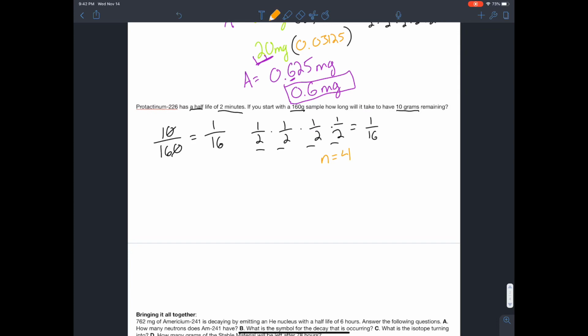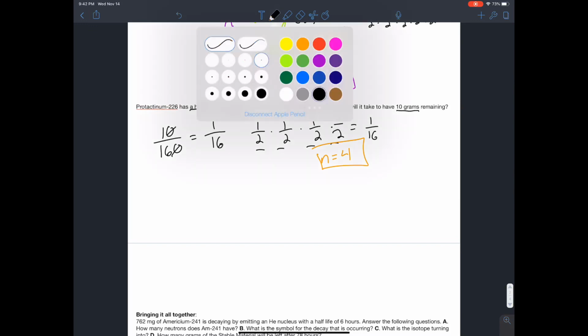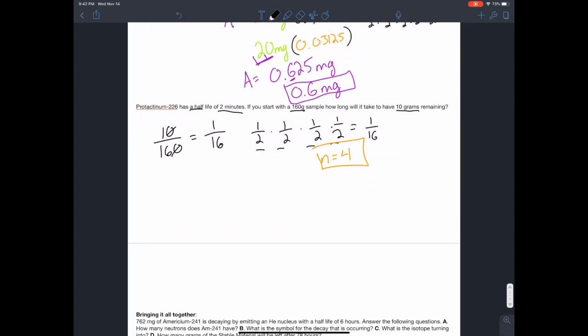It takes 4 half-lives to get down to 10 grams from 160. So 4 half-lives, each of which being 2 minutes. 2 times 4 is 8. So the total time equals 8 minutes. Okay, so there's another example kind of coming at it from a different angle.